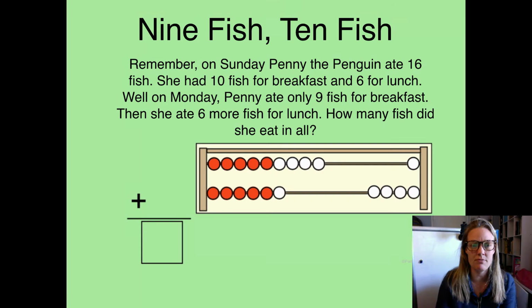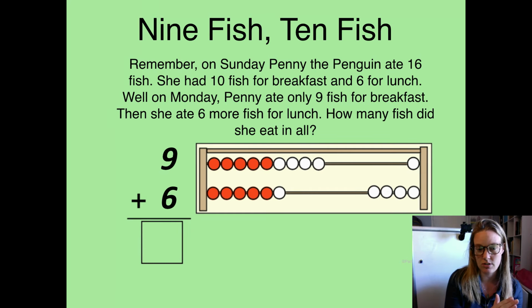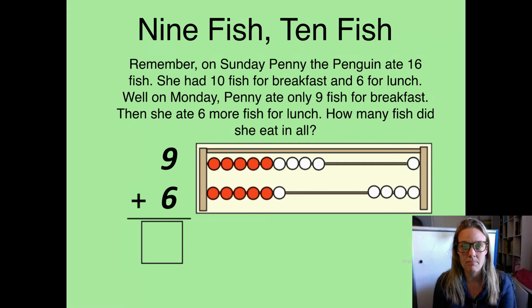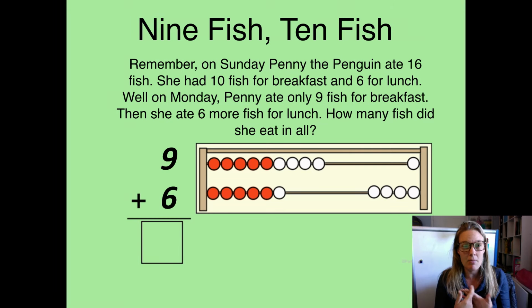So let's go ahead and reveal this problem again. We have 9 fish that she ate in the morning, and then she had 6 for lunch. Now, again, on the side, you will see our number rack, and we have 9 pushed over on the top and 6 pushed over on the bottom. Now, before we answer this question, I want to show you guys something and why the story problem told you that part at the beginning. Remember at the beginning of the story problem, it said, remember, on Sunday, Penny the penguin ate 16 fish. She had 16 fish. She had 10 at breakfast and 6 for lunch.